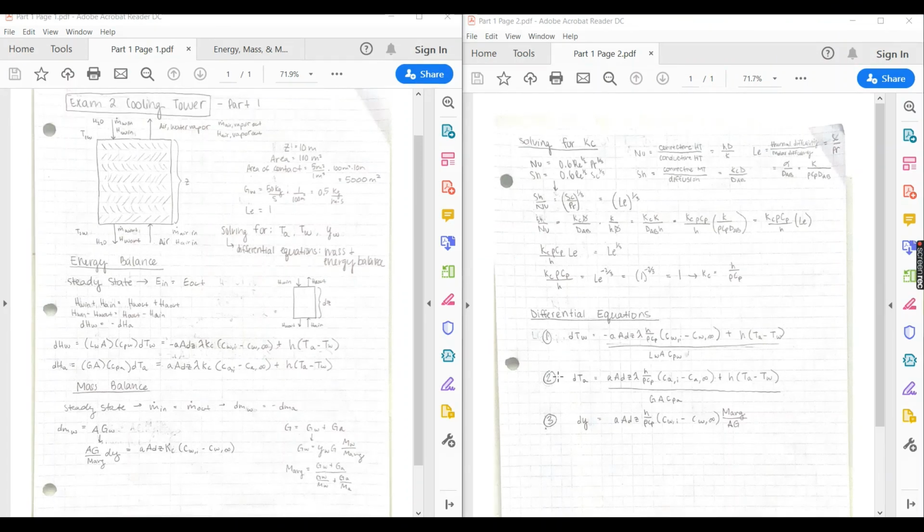One last thing, I think I made a mistake on this energy balance for dHW. For this negative value, which I explained was accounting for the fact that D is increasing as you go down the column, I'm missing a parentheses here. This negative should encompass this whole equation, not just this first term. So it should be negative for this whole thing. And then over here, it should also be negative for this whole thing.